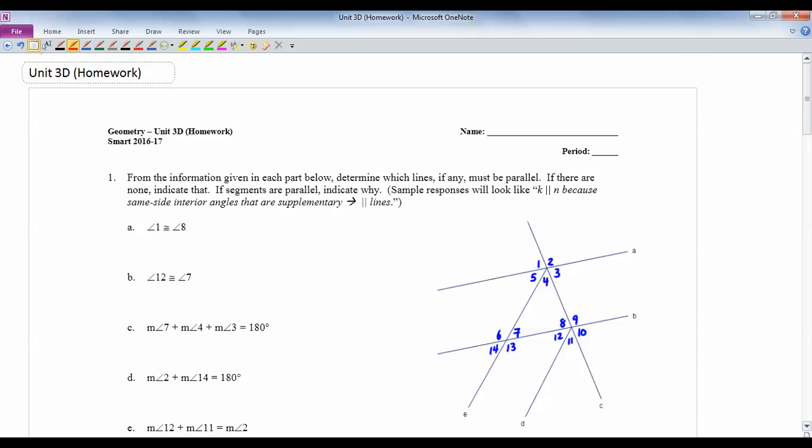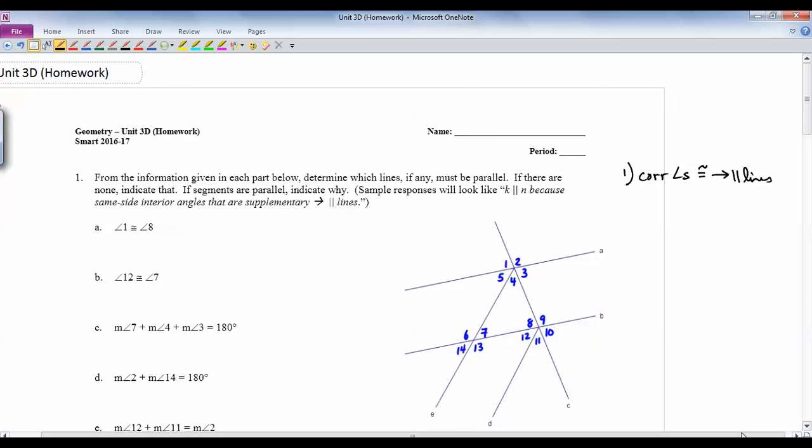So to review, let's list off the ways to get parallel lines. We know one way to get parallel lines: if corresponding angles are congruent, then we get parallel lines. Let's see what else. If alternate interior angles are congruent, we get parallel lines. If alternate exterior angles are congruent, we get parallel lines.